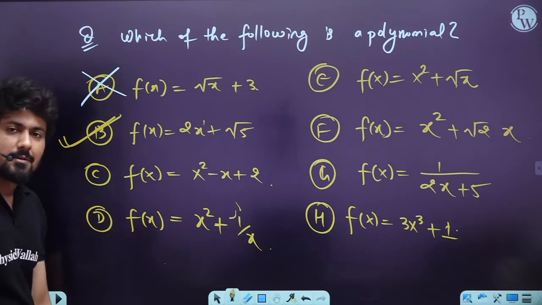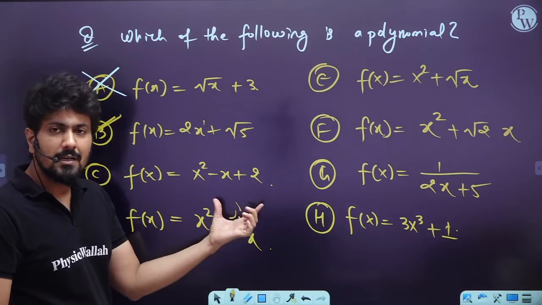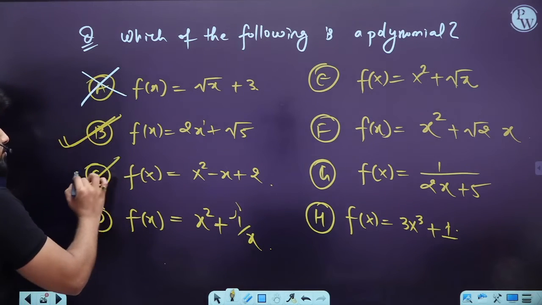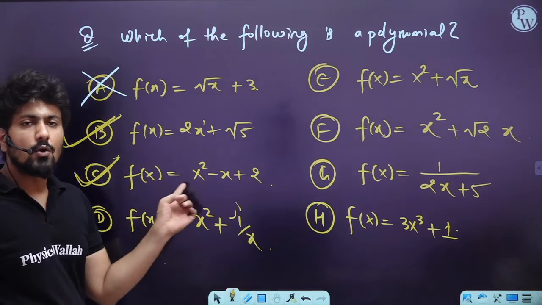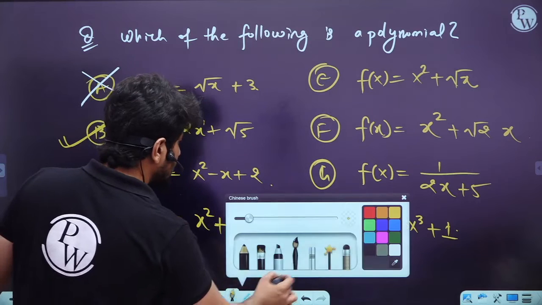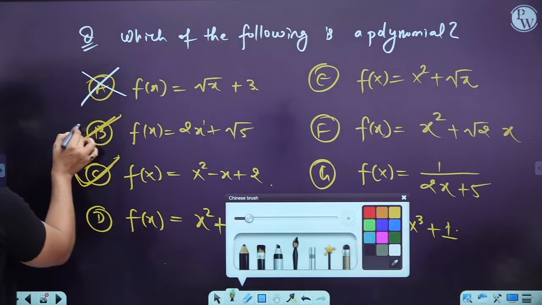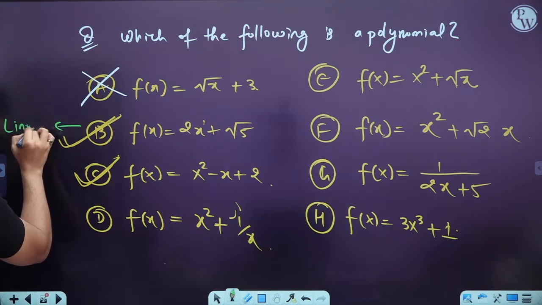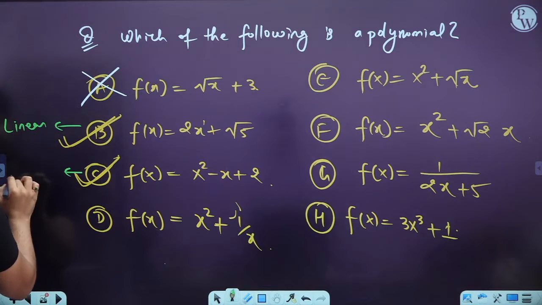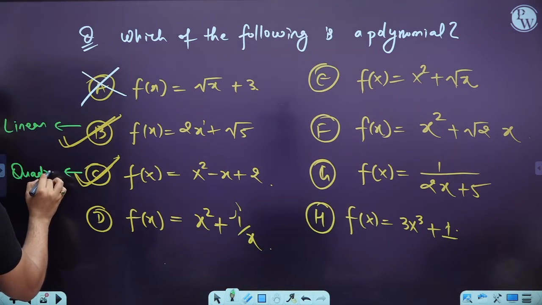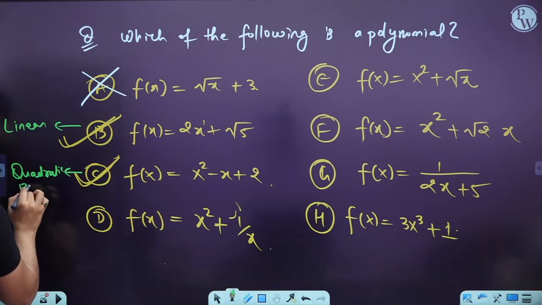The third example is also a polynomial. This is known as a quadratic polynomial. Option B is a linear polynomial, and this is a quadratic polynomial.